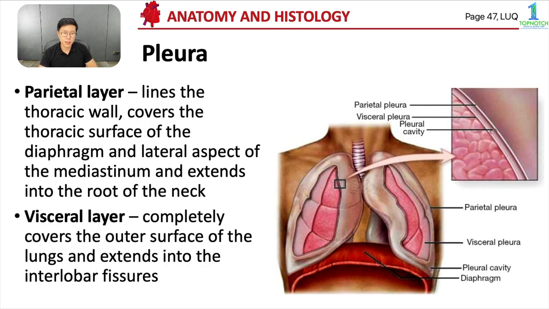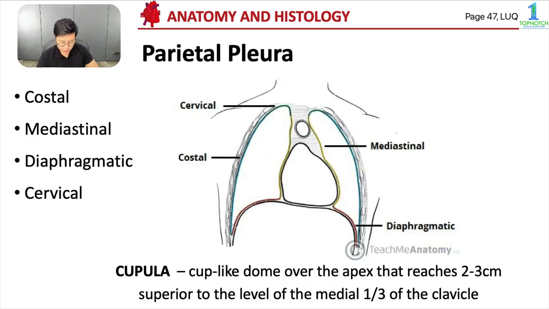Now we'll discuss the pleura. So the pleura has two layers. Your parietal layer, which lines the thoracic wall, and your visceral layer, which lines the outer surface of the lung and even extends into the interlobar fissures. So the parietal pleura has four parts, your costal, mediastinal, diaphragmatic, and cervical parts.